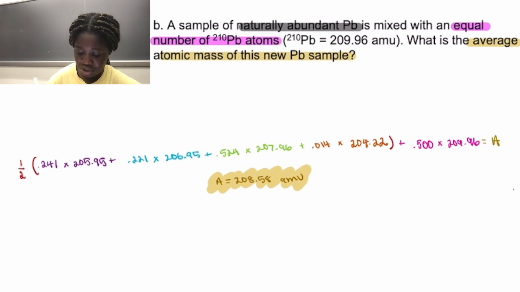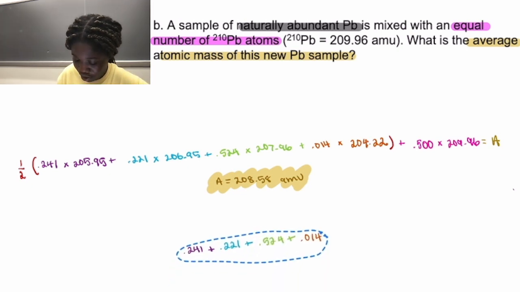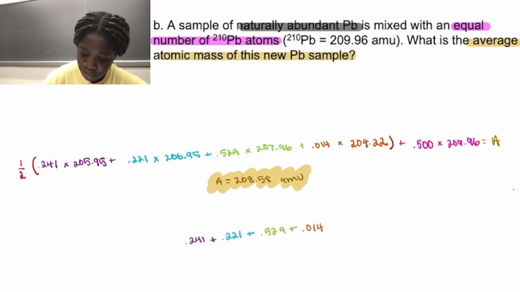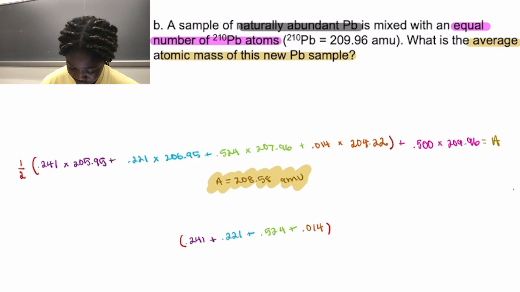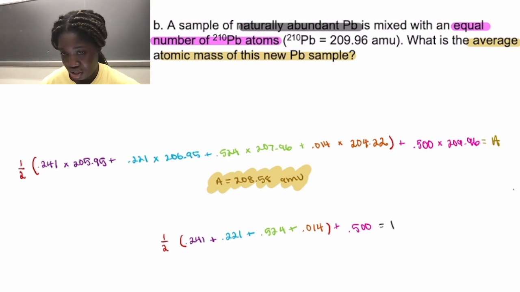Now we'll just do a final check to make sure our fractions add up to 1. So we have all of our fractions from before, now multiplied by 1/2. And we will now add 0.5 to account for the lead-210. And if you do this addition, you will see that this does indeed equal 1.